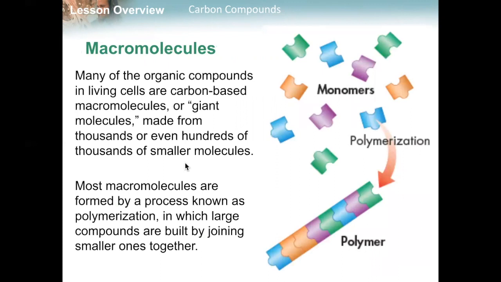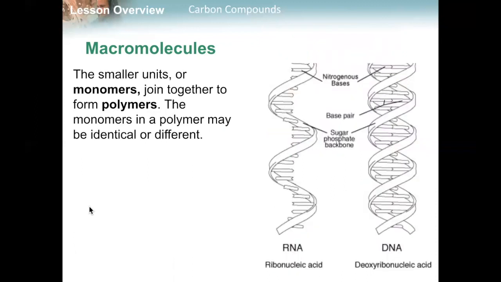Many of the organic compounds in living cells are carbon-based macromolecules, or giant molecules made from thousands or even hundreds of thousands of smaller molecules. Most macromolecules are formed by a process known as polymerization, in which large compounds are built by joining smaller ones together. Monomers join together by polymerization to make a polymer. The monomers in a polymer may be identical or different.